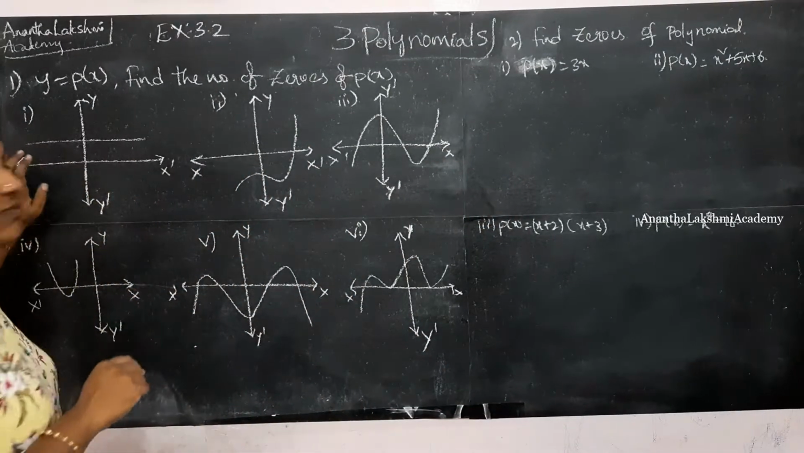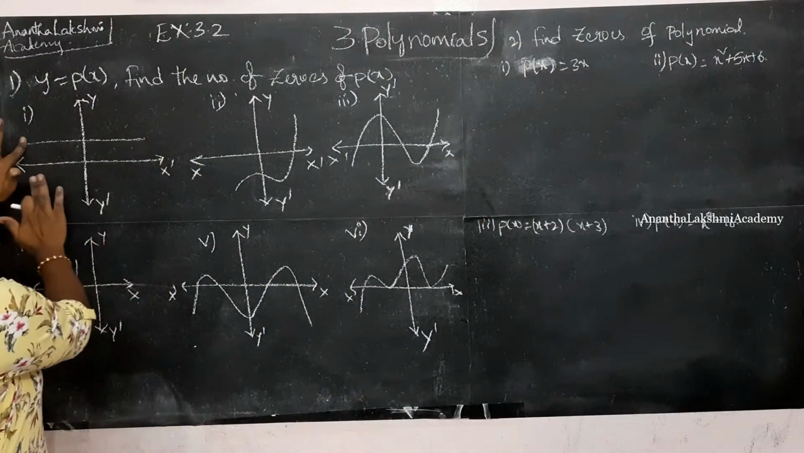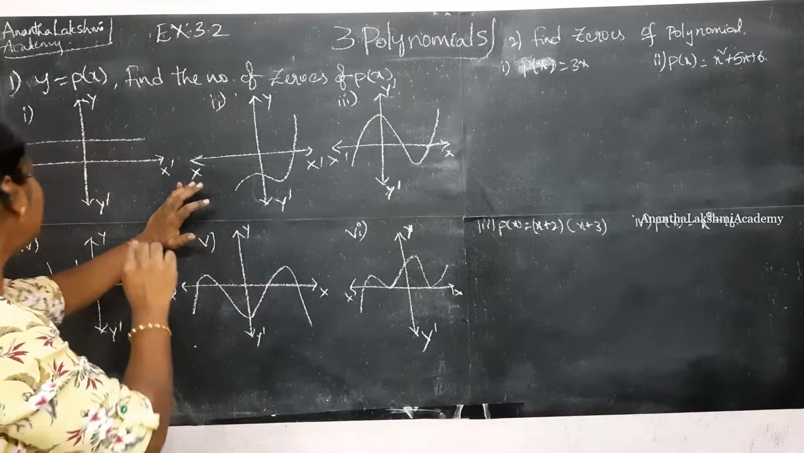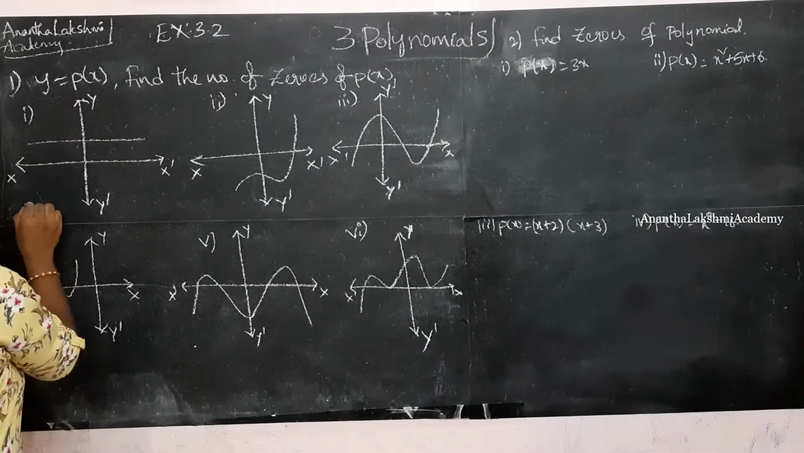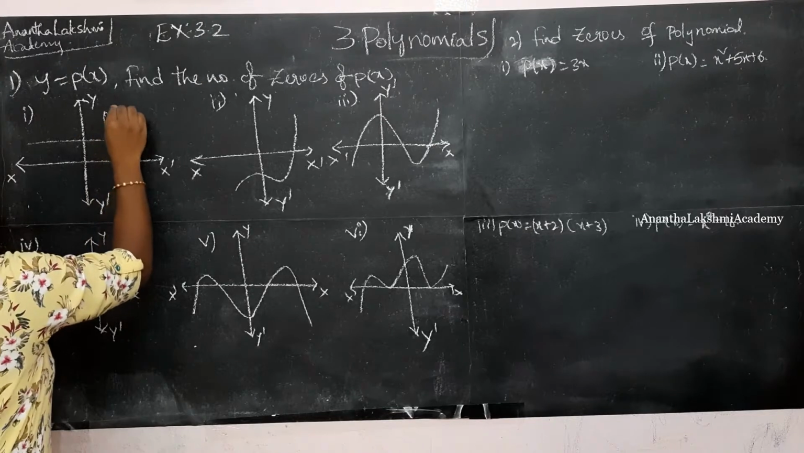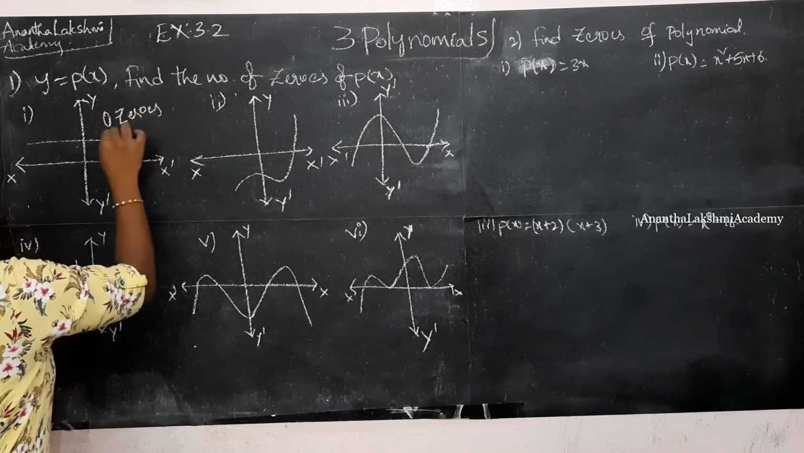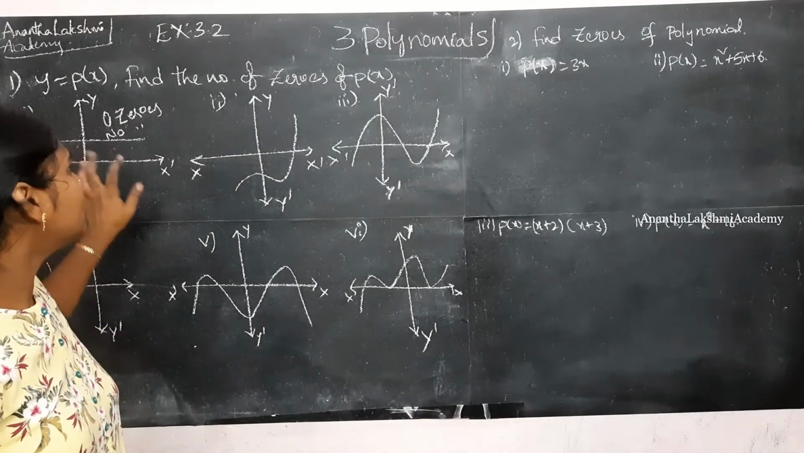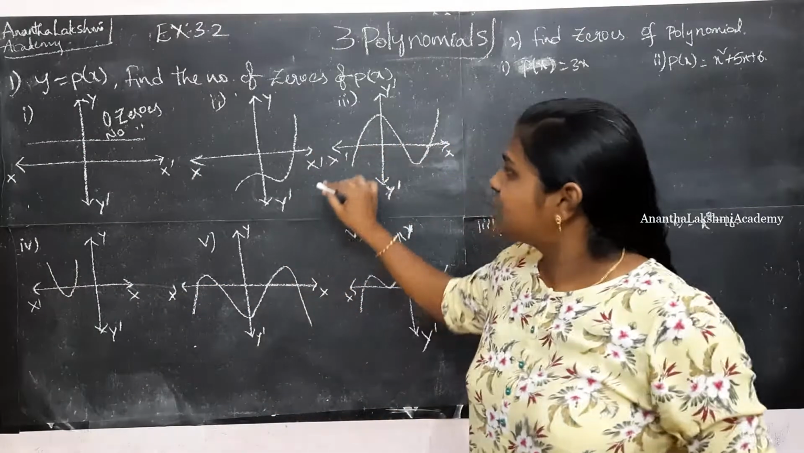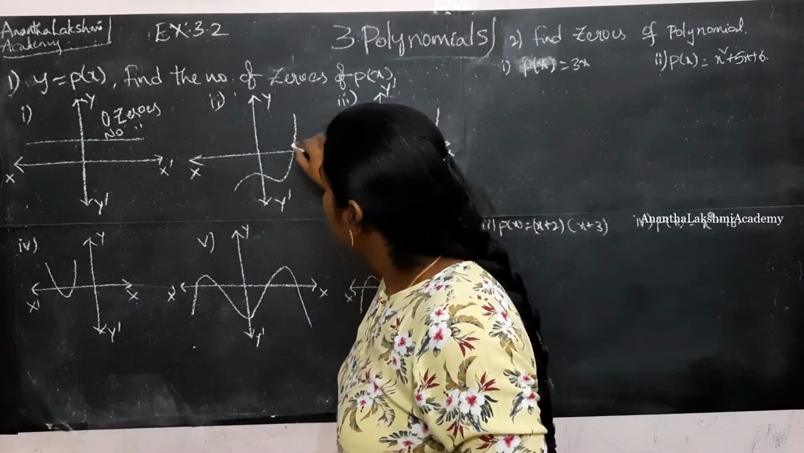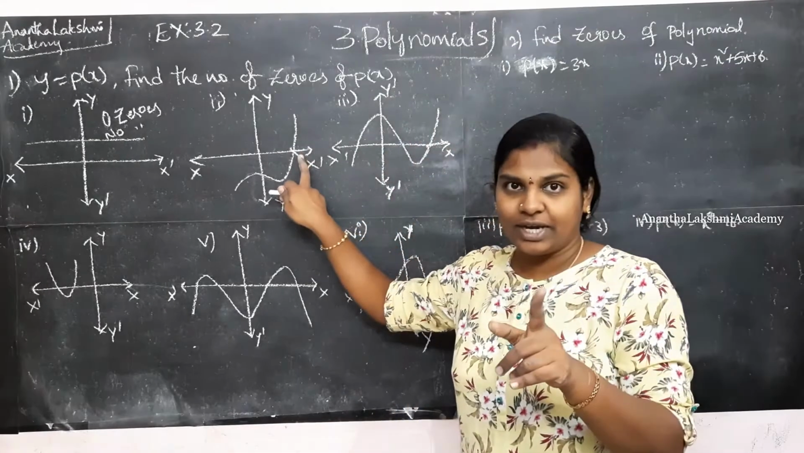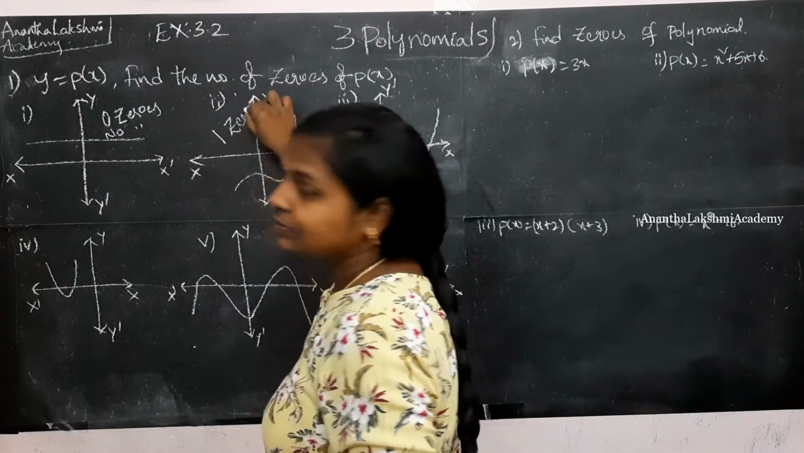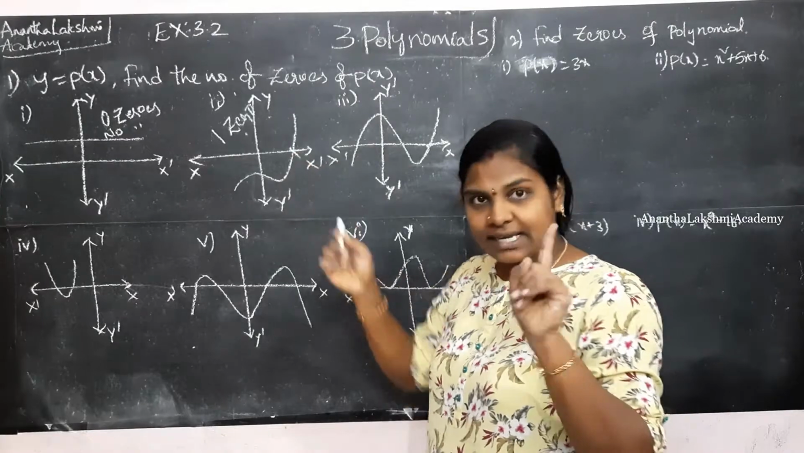So here in the very first bit, the graph is just parallel to the x-axis, wherein it is not intersecting the x-axis at any point. Since this is not intersecting, for the first one we have no zeros, because this graph is not intersecting the x-axis at any point. All right, for the second one, if you see here, this graph goes on like this and intersects the x-axis at a point. So this particular graph has 1 zero, isn't it? Because this is intersecting the x-axis at one point.